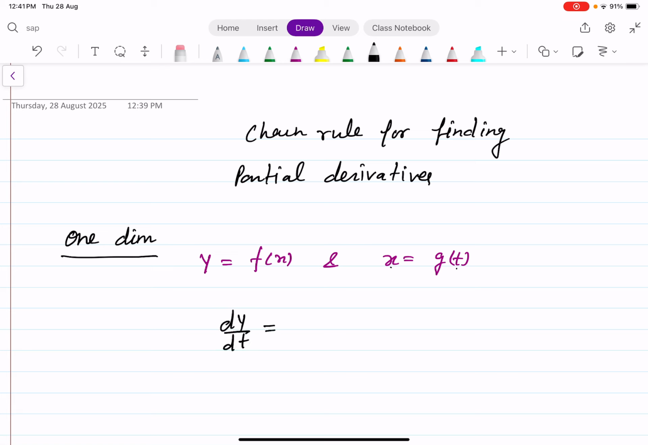So y is connected with x and x is connected with t. Then we can say y is automatically connected with t. So dy/dt equal to what? First we will differentiate y with respect to x, and then we will differentiate x with respect to t.